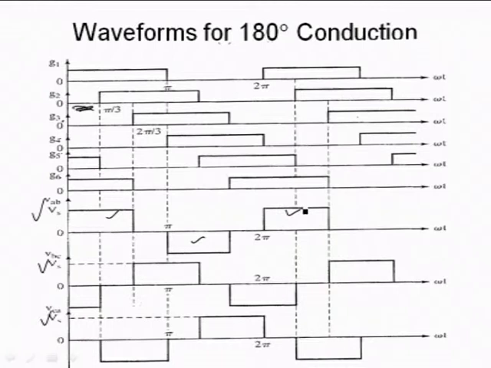This is for VBC, this is for VCA. From the phase voltages, we can draw the line voltages. This is how we are converting. This is how we get the waveforms for 180 degree conduction in a 3 phase full bridge inverter.